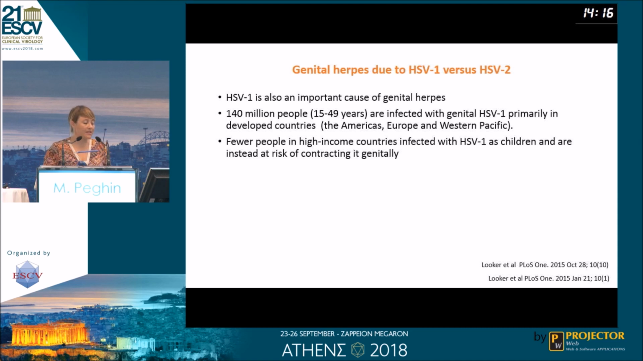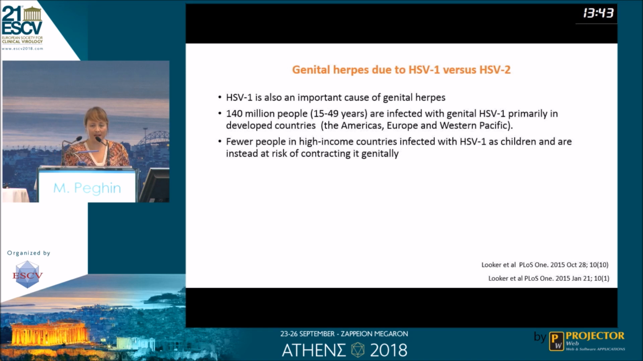It is interesting, since historically we have all been thinking that the main cause of genital herpes was herpes 2. However, in recent years, several studies have shown that herpes 1 is also an important cause of genital herpes. Mainly, it has been detected in developed countries, since it seems that during childhood, children do not acquire the infection and they can get it later through sexual contact.